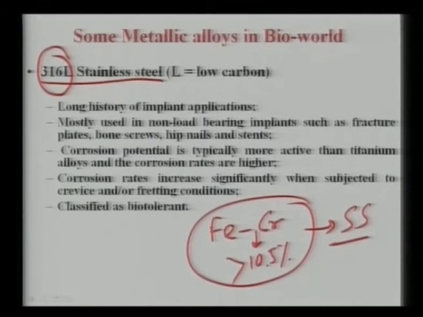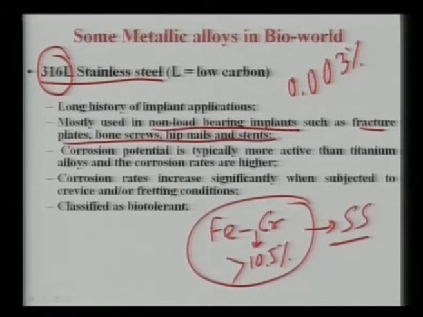When you use the standard designation L, L means low carbon content, and this may be as low as 0.003% of carbon in this stainless steel. Now, these stainless steel alloys are mostly used in non-load bearing implants such as fracture plates, bone screws, hip nails and stents, and the corrosion potential is typically more active than titanium.